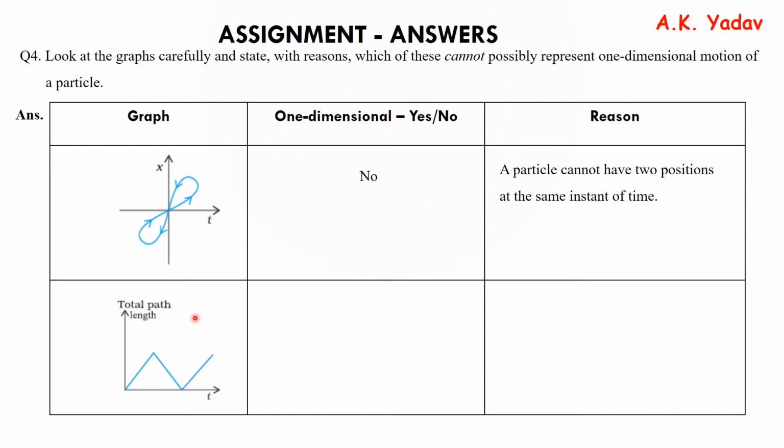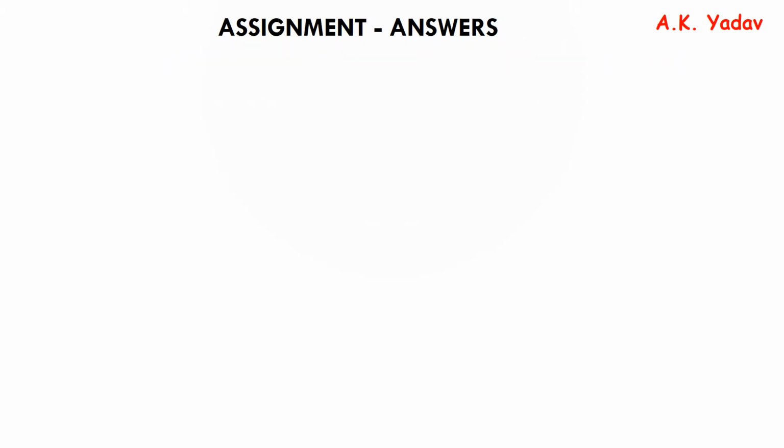Let's take the next graph. Okay, this is again not one-dimensional because the total path length traveled by the particle cannot decrease with time. Let's move to question number 5. Suggest a suitable physical situation for the following graph.